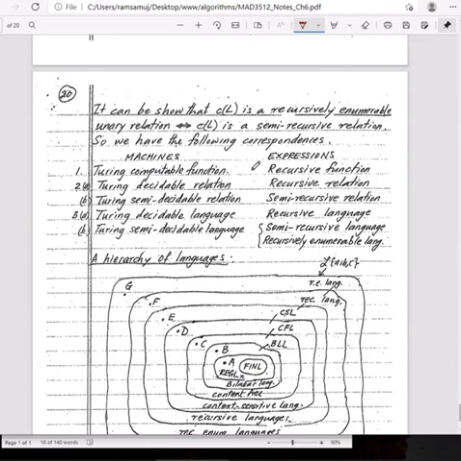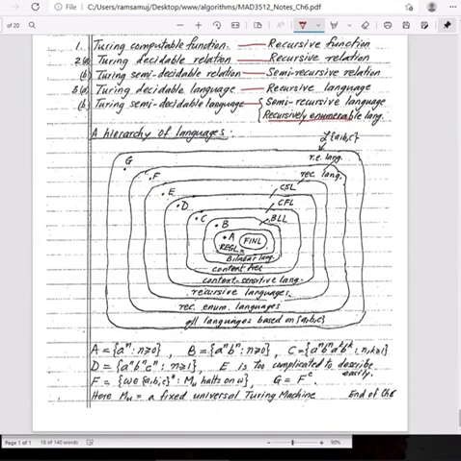Turns out, Turing computable is basically the same as recursive. Turing decidable is recursive relation. Turing semi-decidable is semi-recursive. Turing decidable language is recursive language. And then Turing semi-decidable is recursive, semi-recursive. And sometimes they call it recursively enumerable. That's at the end point of all of it. But let's go back and work with things. And maybe when I'm here, I should tell you this too, so you can get a big picture.